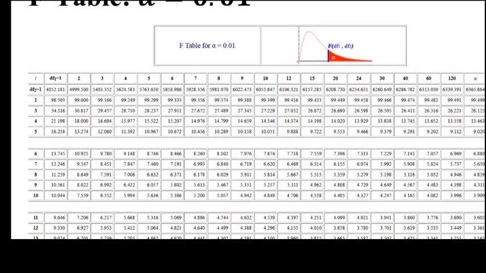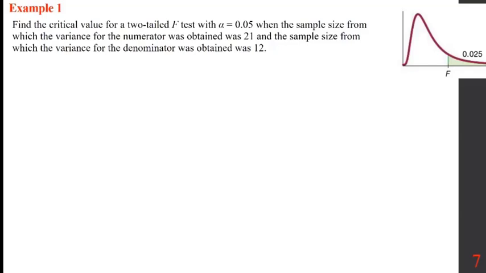But how do we look it up? It's very simple. You first and foremost choose your alpha. Then the degrees of freedom of the numerator is the top row, and the degrees of freedom of the denominator is the left column. And let's start with a simple example. So we want to find the critical value for a two-tailed F-test with alpha of 0.05, when the sample size from which the variance for the numerator was obtained was 21, and the sample size from which the variance for the denominator was obtained was 12.